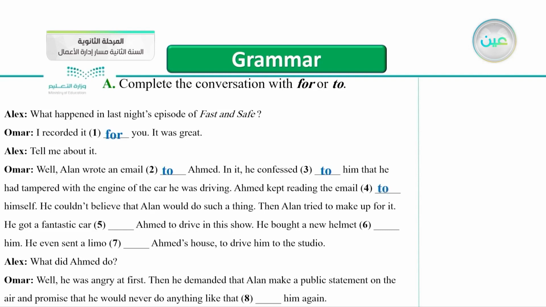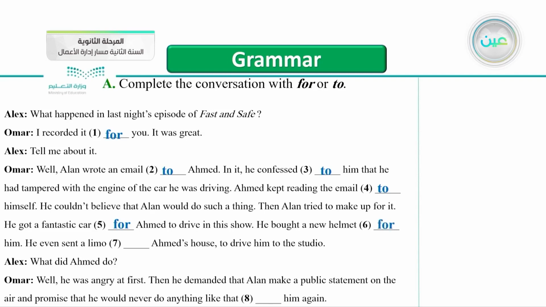Yes, to himself. So you could be the recipient of the verb. It's okay. He couldn't believe that Alan would do such a thing. Then Alan tried to make up for it. He got a fantastic car, yes, for Ahmed as a help again to drive in this show. He bought a new helmet, yes, for him.